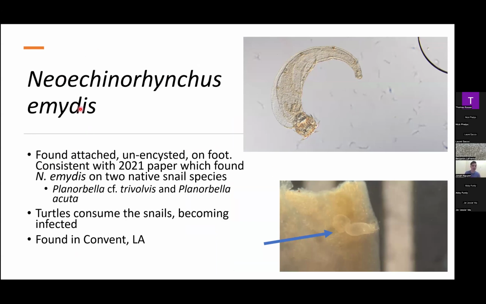Cephalin, it's this one, super long name. And the life cycle of this is already known. Turtles consume the snails and become infected. So this would infect a turtle if a turtle were to consume an apple snail. Pretty cool.